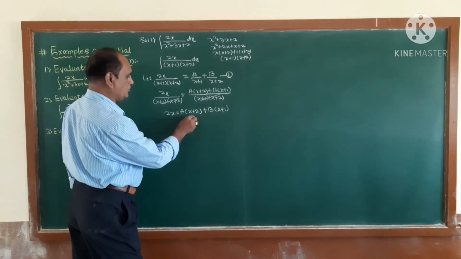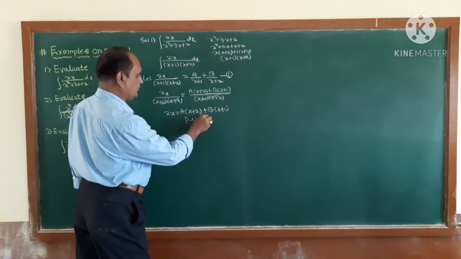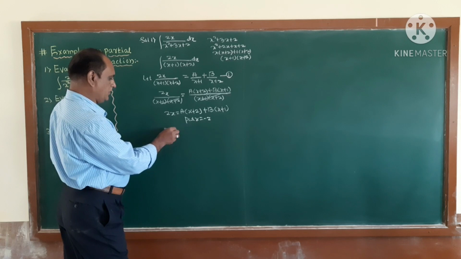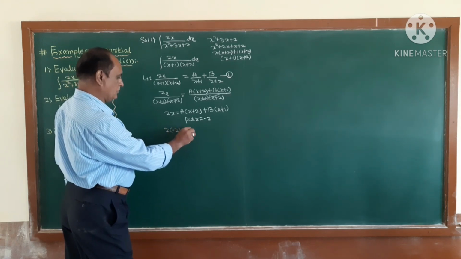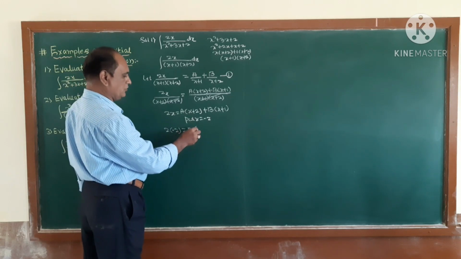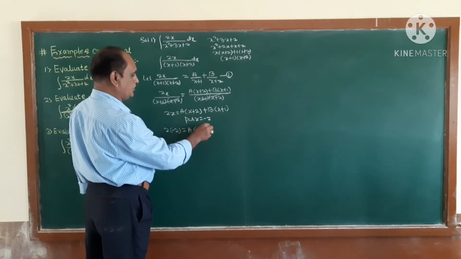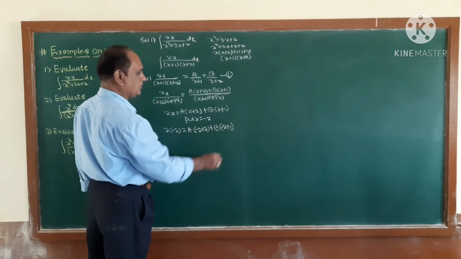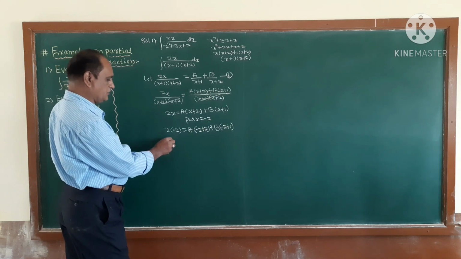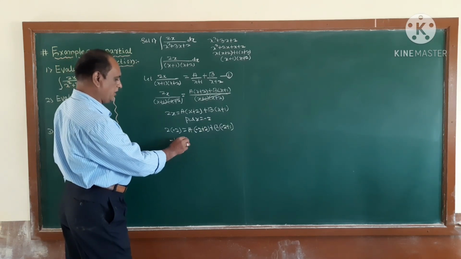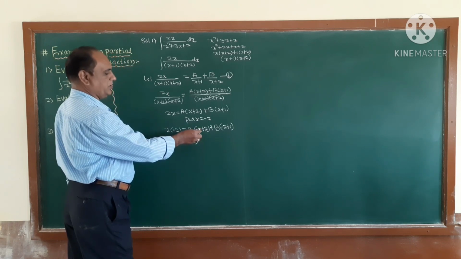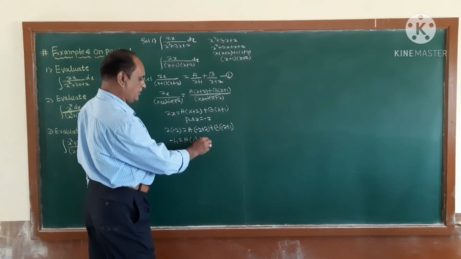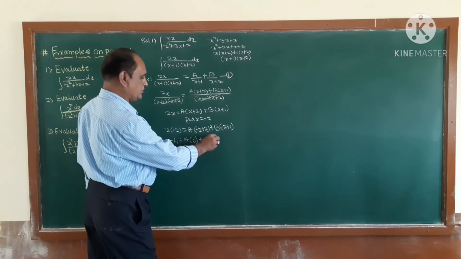Put x = -2 in the above equation. Therefore 2 multiplied by -2 is equal to A(-2 + 2) + B(-2 + 1). Again simplify: -4 = A multiplied by 0, since -2 plus 2 is totally 0, plus B(-2 + 1), which means -1.